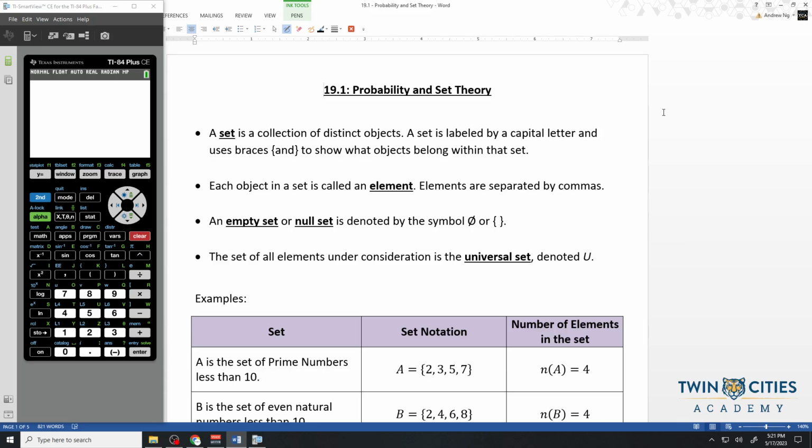Today we'll be starting a brand new unit on probability. Let's begin with probability and set theory. So we've got a few definitions and some notation to go over.